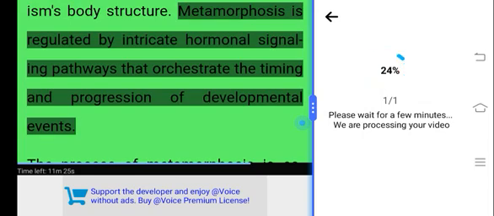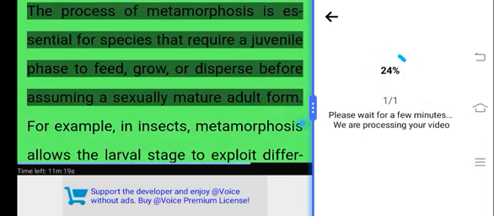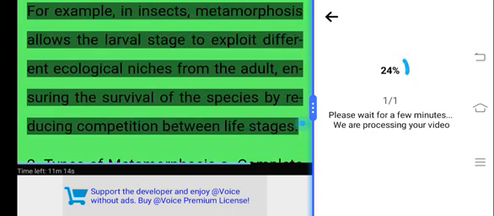Metamorphosis is regulated by intricate hormonal signaling pathways that orchestrate the timing and progression of developmental events. The process is essential for species that require a juvenile phase to feed, grow, or disperse before assuming a sexually mature adult form. For example, in insects, metamorphosis allows the larval stage to exploit different ecological niches from the adult, ensuring the survival of the species by reducing competition between life stages.